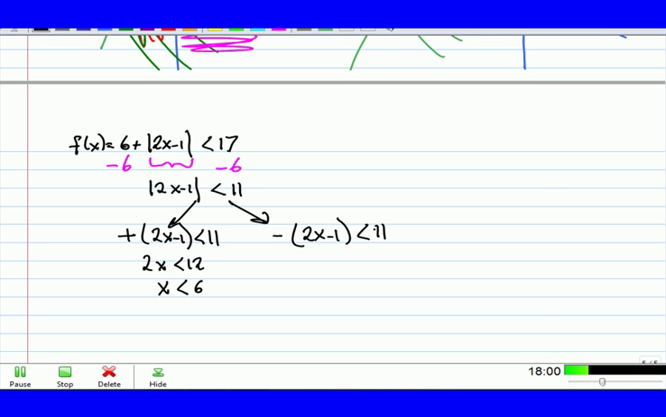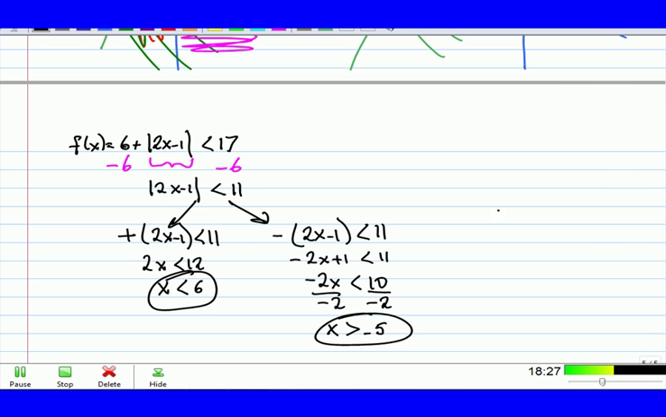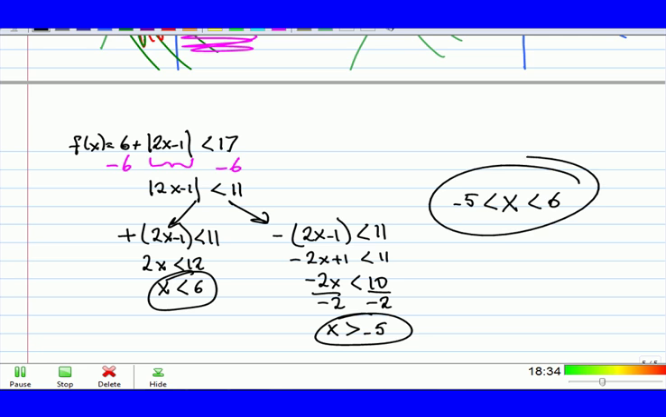Let's do the other part. You have negative 2x plus 1 less than 11. Negative 2x less than 11 minus 1, 10. You divide by negative 2. So what are you going to have? You're going to have x greater than negative 5. So you have a situation where they overlap. X less than 6 and greater than negative 5. What does that mean? X is between negative 5 and 6. Ta-da!